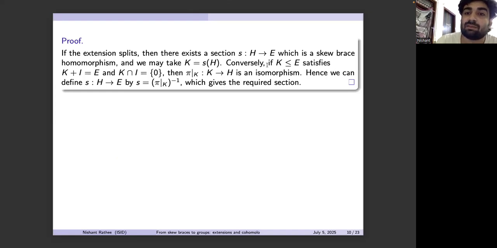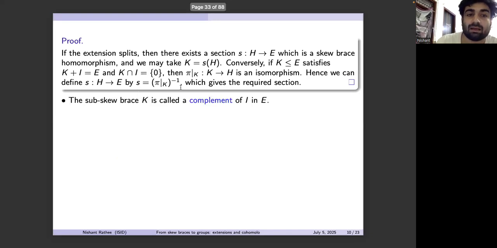Conversely, if you have such a K satisfying K plus I equal to E and K intersection I equal to zero, then you can see that pi restricted to K is an isomorphism of skew bases, because I is always in the kernel and K is the part outside of the kernel. So you can define the section to be the inverse of pi restricted to K, which will be the required section.